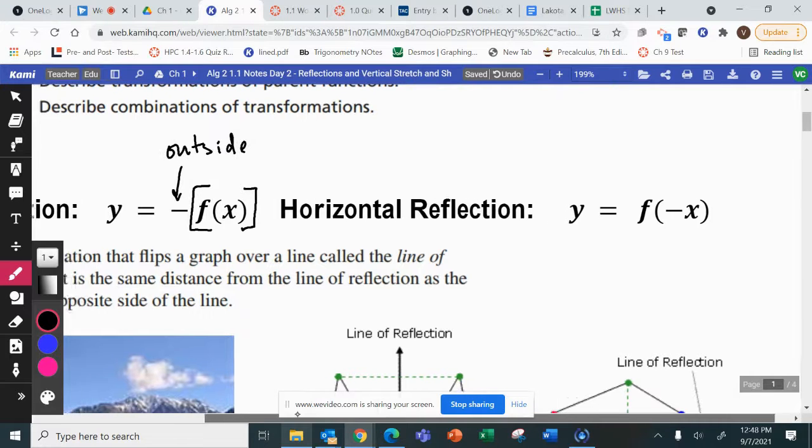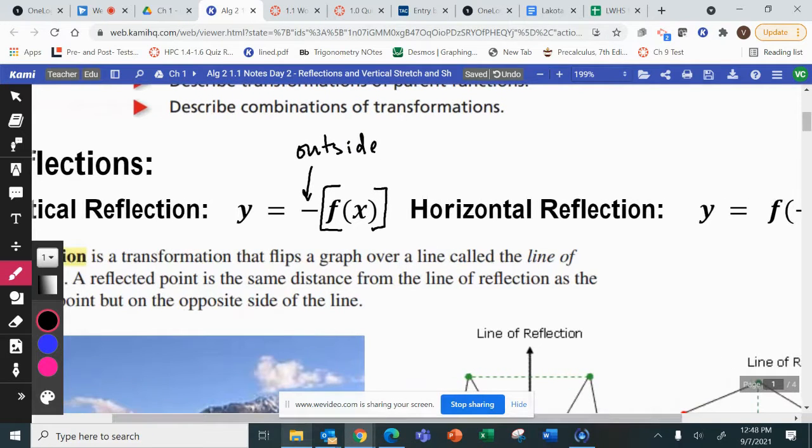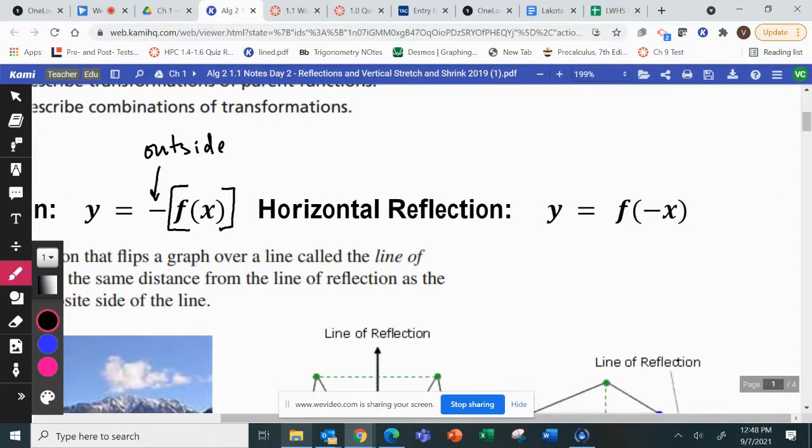Sorry. So we've got the negative sign on the outside of the f of x. I just put those brackets in so you can see it's on the outside of the f of x. Horizontal reflection, which we're not doing yet today, but we will, will be when we have the negative sign on the inside of the function. Okay.